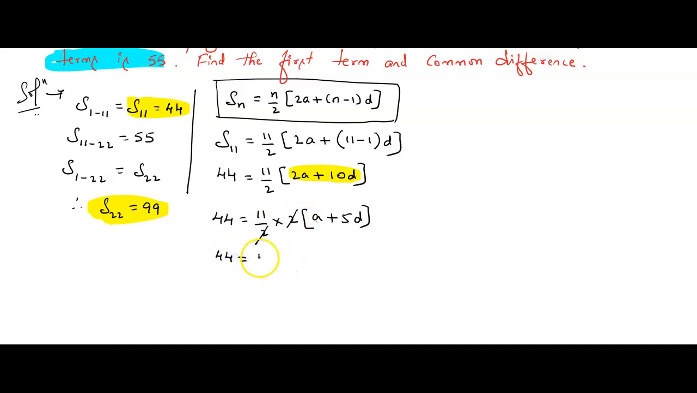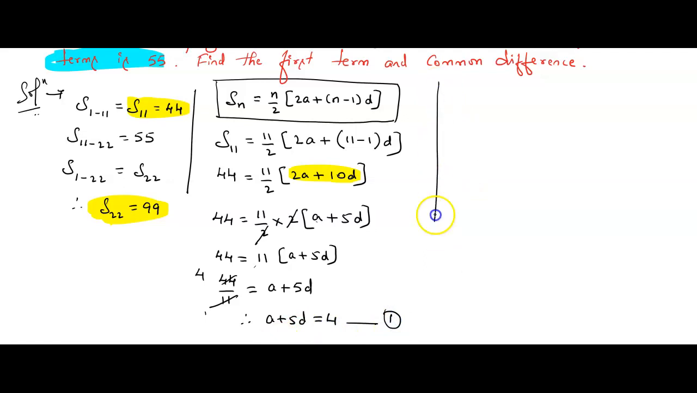44 is equal to 11 into a plus 5d. Shall we cross multiply this 11 down? That is 44 by 11 is equal to a plus 5d. 11 ones are 11, 11 fours are 44. Therefore, a plus 5d is equal to 4. Let me call this equation number 1.